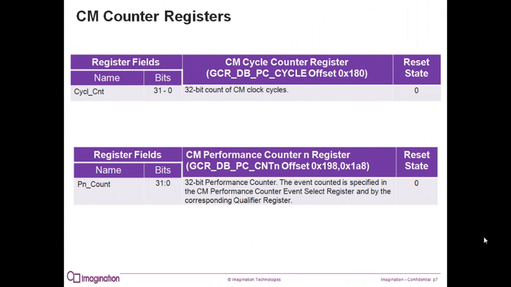Here are the three counters and their offsets.